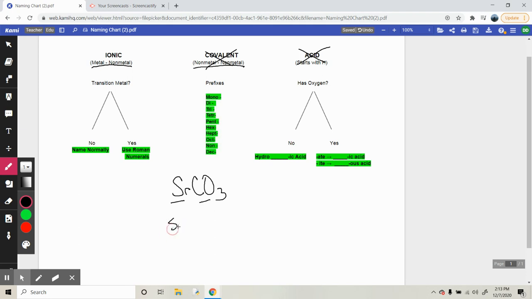Sr is simply strontium, and CO3, if there's more than two elements, right, it's a polyatomic ion. CO3 happens to be carbonate, strontium carbonate. Let's go on to another one.